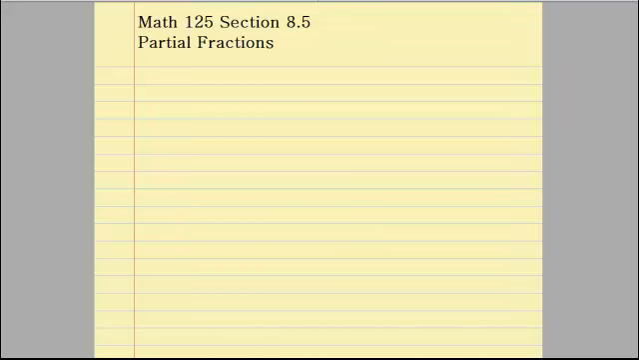Section 8.5 is on partial fraction decomposition. Partial fractions is not really a technique of integration, it's more of an algebraic technique that we use to break up common denominators in a rational expression.